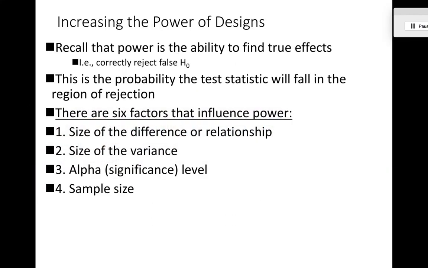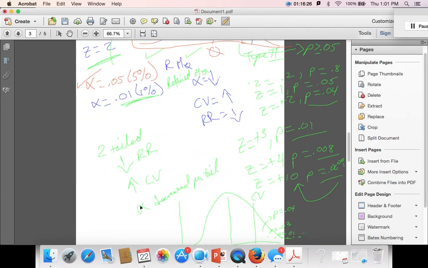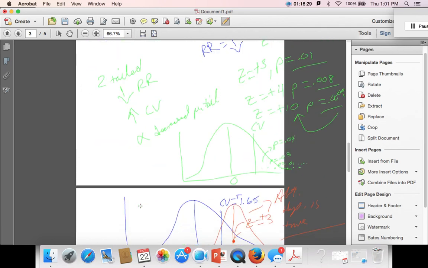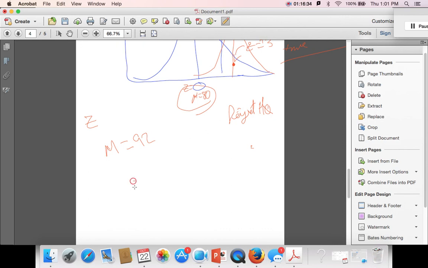Number 4, sample size. This one's a tricky one, because the way that it affects our particular situation in terms of our Z distribution is very interesting. So remember that the formula for Z in this particular case was the sample average minus the population average divided by standard error. Now, if you remember back to the formula for standard error, it was the following. Standard error was calculated by taking your standard deviation and dividing it by the square root of your sample size.